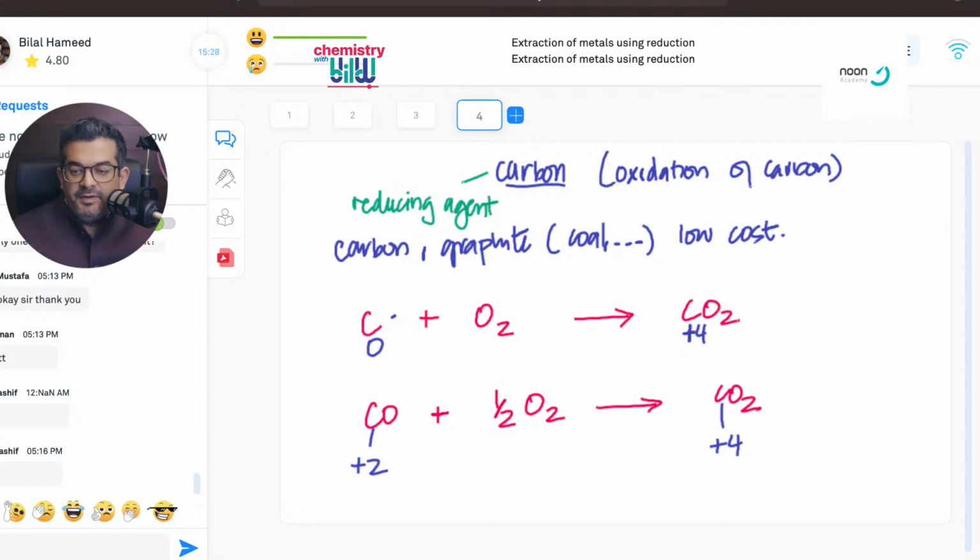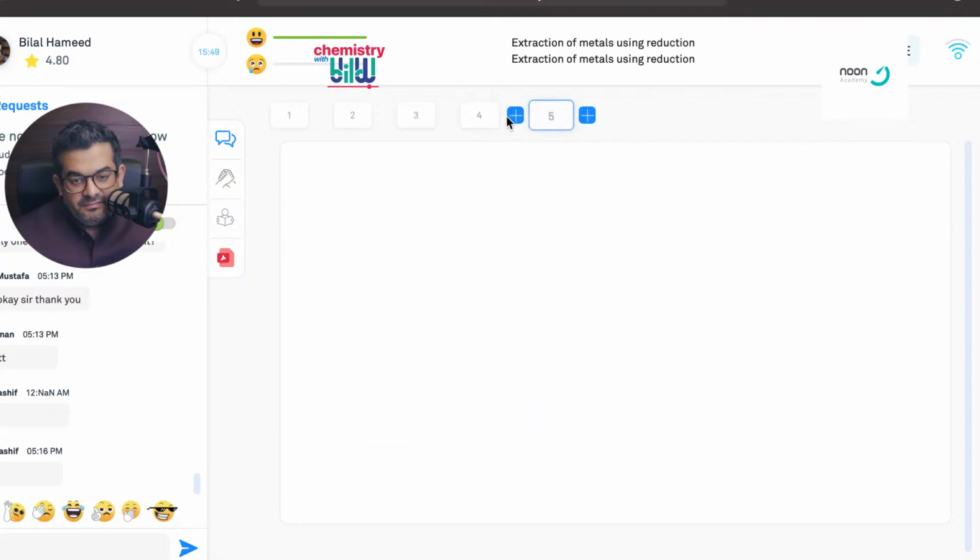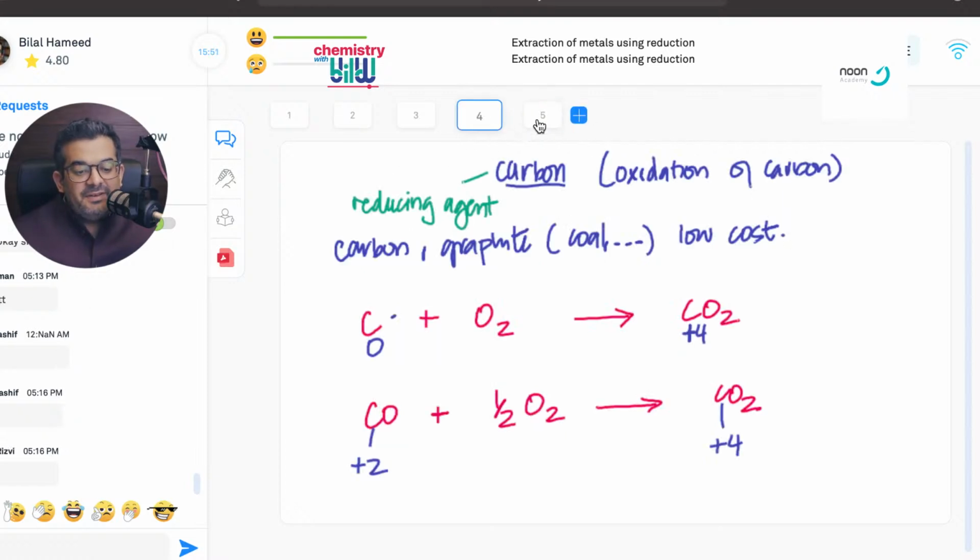Okay, so moving on. That's the idea. Now, why are we talking about carbon? Because where am I going to use this information? So carbon can get easily oxidized. Do you follow this? Can I get a thumbs up? It's cheap and it gets readily oxidized.